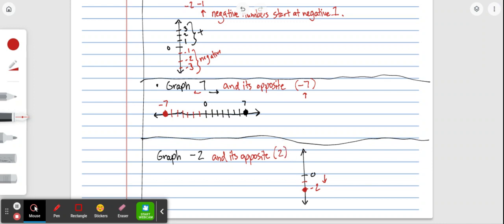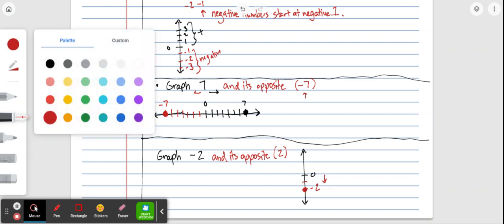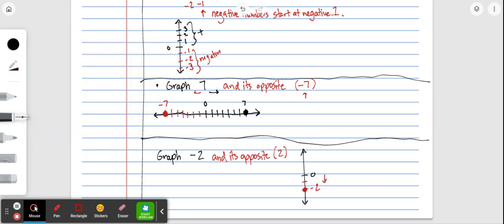It's like if we took that number line and just flattened it in half at the 0, you would see that 2 is on the other side. It is the opposite. So now I know this +2 is going to be above the 0. So I'm going to count 1, 2. This is +2, and I'm going to put a dot there. Now I've graphed -2 and its opposite.